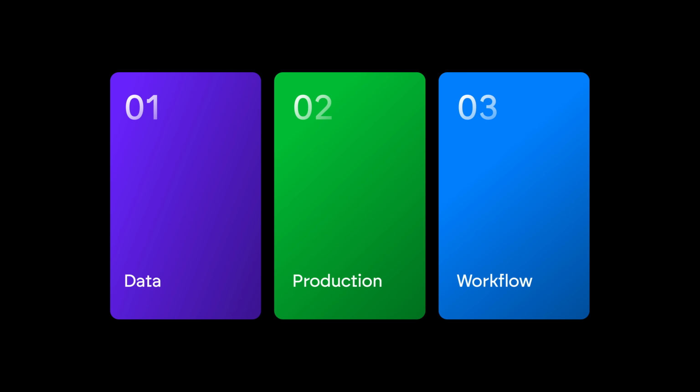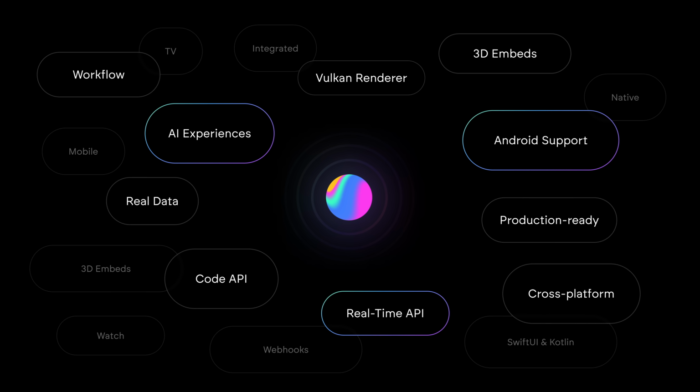That was exciting. Today we announced a set of new features to help bring real data into Spline scenes with real-time API, webhooks, and AI experiences. You can now ship to production across all major platforms, including Android, and unlock a streamlined workflow between your project code and Spline scenes. With this set of new additions to the Spline platform, you can now create 3D experiences like never before. And we can't wait to see what you'll create with it.